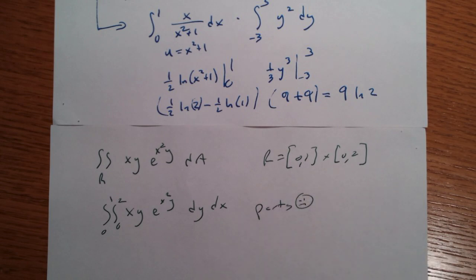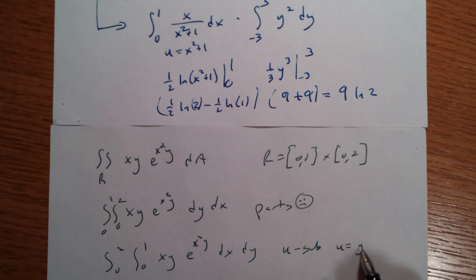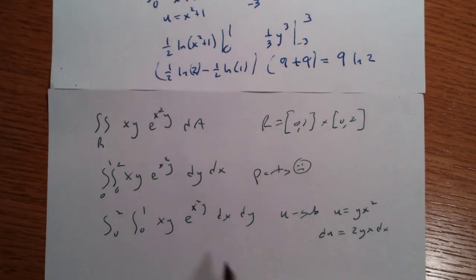I don't like that. On the other hand, 0 to 2, 0 to 1, xy e to the x squared y dx dy. Well, then if I'm doing it dx first, this is number x squared, and then number x, that's a u substitution. u equals yx squared. du is 2yx dx. Oh, I have a yx. I just need to get the 2. I can do this. Yay!